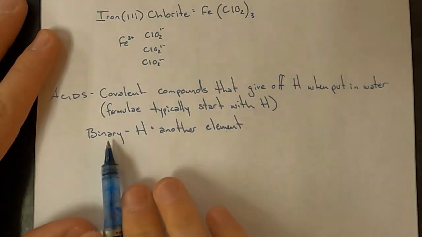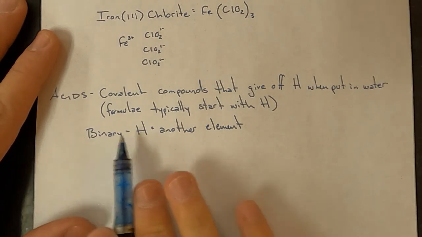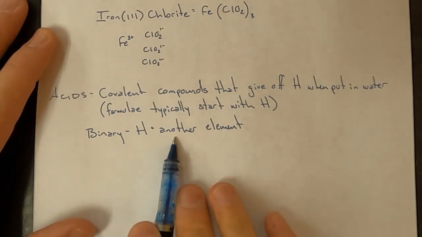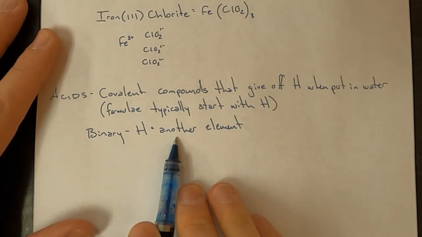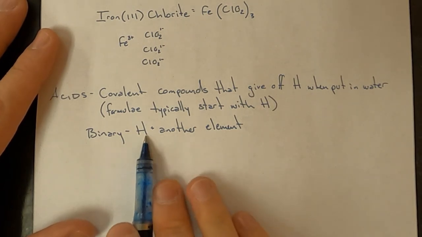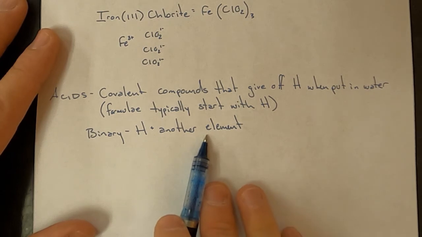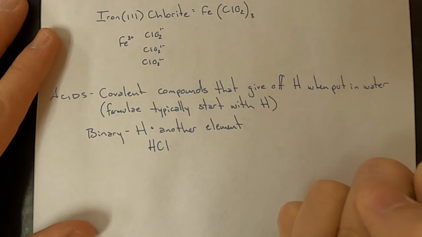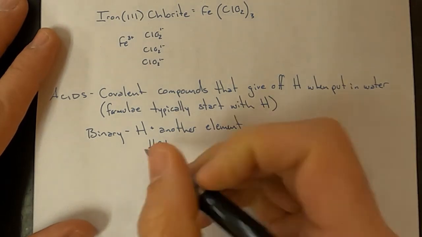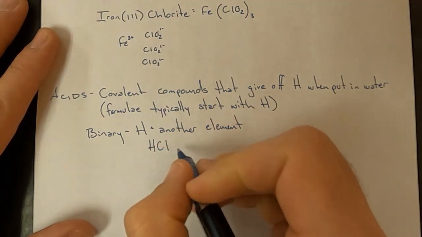If it's a binary acid, binary means 2 elements, and so it's hydrogen as one of the elements plus one other thing. Those are the acids whose names start with hydro, and so you would say hydro, and then the base of the other element, and then the ending ic acid. For example, HCl is a binary acid, and it's hydrochloric acid.